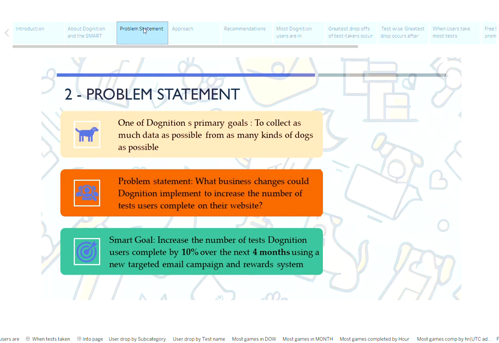I reframed our business challenge and set a SMART goal to increase the number of tests paid Dognition users complete by 10% over the next 4 months using a new targeted email campaign and reward system.